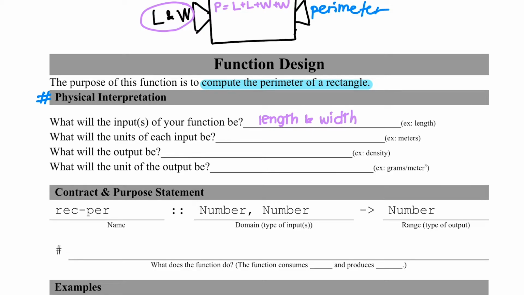And the units of our inputs were in centimeters. And the output was a perimeter, and the unit of the output was going to be centimeters.